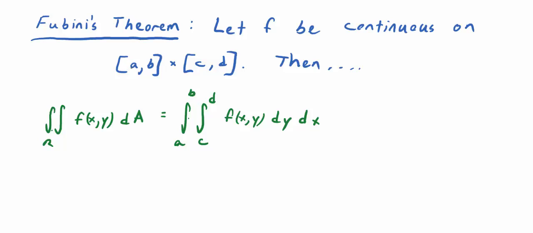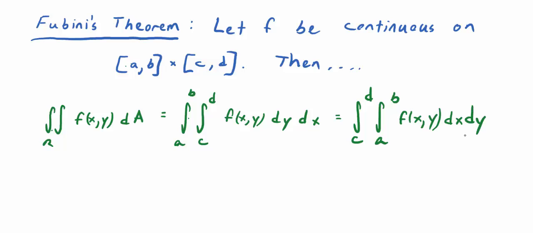We're saying that the double integral is equal to this double iterated integral, where a and b and c and d come from the intervals on the x and y axes that create the rectangle that we're integrating over. But you could just as easily flip it around and make it the integral from c to d of the integral from a to b of f of x, y, and then it would be dx dy as the differential order there.